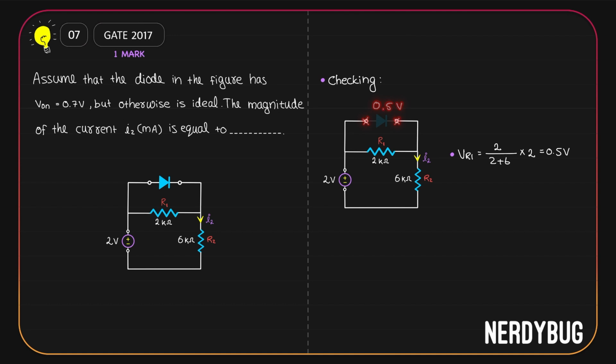This is less than the cut-in voltage of our diode. We at least need 0.7 volt. Now this means the diode will be switched off. If diode is switched off, the same current passes through R1 and R2. So according to Ohm's law, the current I2 is 2 volt divided by the equivalent resistance 2 plus 6, which is 2 by 8 or 0.25 milliampere. Why is it milliampere? Because the resistances are given in kilo ohm. So the final answer is 0.25.